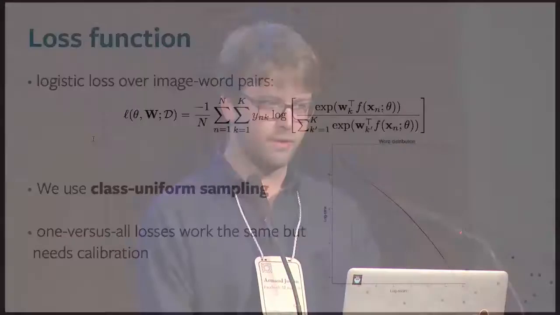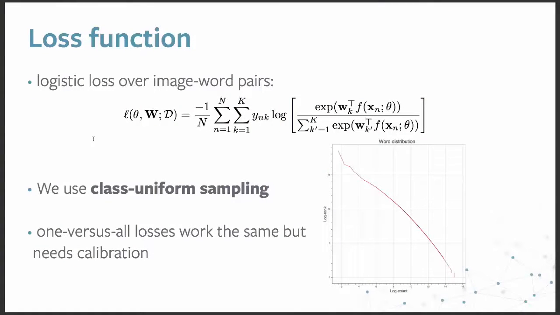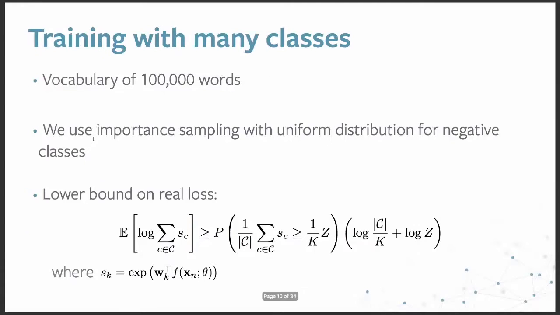And we also, as I said, try different losses, one versus all being one of them. And it works basically as well as softmax. Probably a bit better if you calibrate well your threshold at the end, but it's not significantly better.